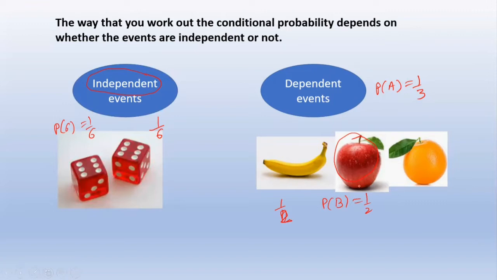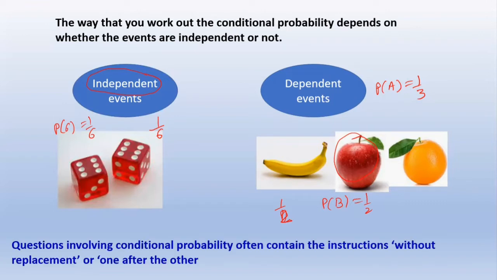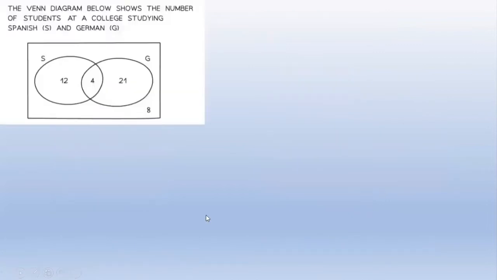Let us understand with a few more questions, children. One more important point: the questions involving conditional probability often contain the instruction "without replacement". For example, I have taken an apple and I did not replace it, so only 2 fruits were left. Or the phrase "one after the another". Remember. So let's take a question.